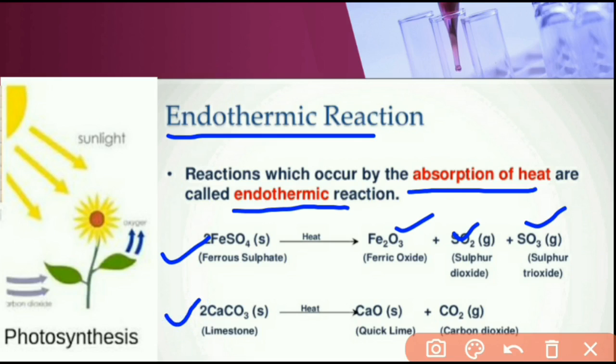Generally all types of decomposition reactions are endothermic. Next example is calcium carbonate. When we provide heat energy, it decomposes into calcium oxide and carbon dioxide. And also the photosynthesis process is considered an endothermic reaction because during photosynthesis, sunlight energy is absorbed and after that it forms carbohydrate. So photosynthesis is also a type of endothermic reaction.